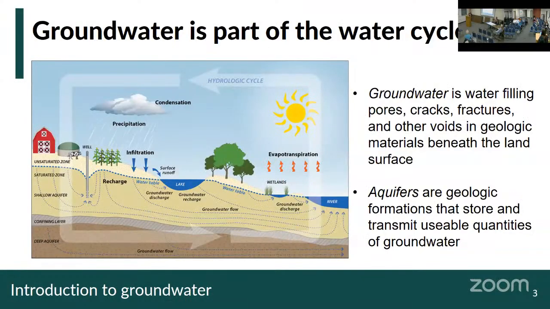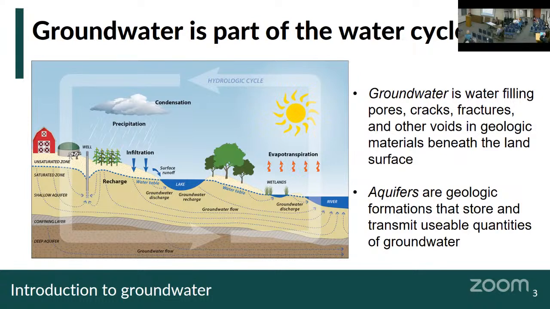So what is groundwater? Groundwater is any water that's in between the cracks, the pores, in between the rocks and sediments that are beneath our feet. And when we have a rock or a sediment layer that can store and transmit water really well to our wells, no pun intended, we call that an aquifer. And aquifers provide drinking water to about 70% of the residents of Wisconsin. So it's a really important source for drinking water.